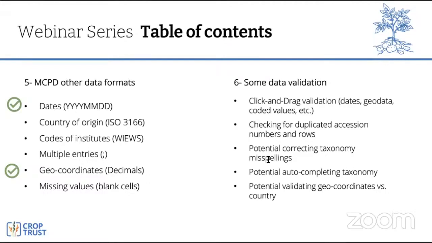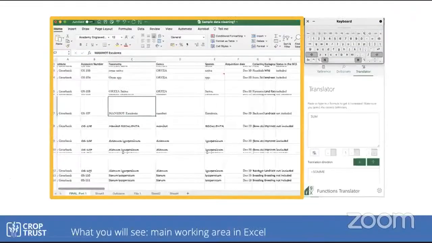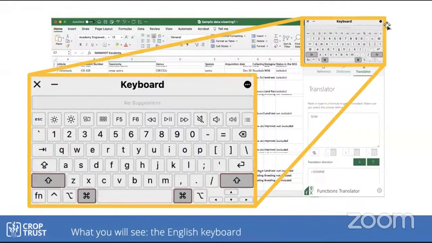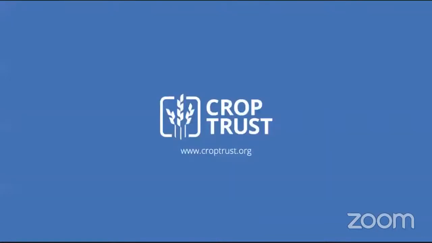And then we will have a look at the validator tool that looks mainly at taxonomy and geographic coordinates, and seeing how we can potentially use this tool to correct or autocomplete even this type of data. So what you will see is the main working area in Excel with a data sample that we created for the purpose of this demonstration. And you will see the keyboard just in case you want to see what kind of shortcuts are being used. And with that, I will stop sharing this presentation and start sharing Excel.